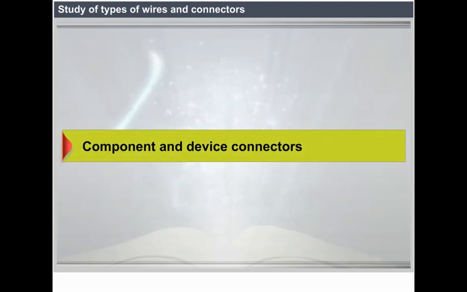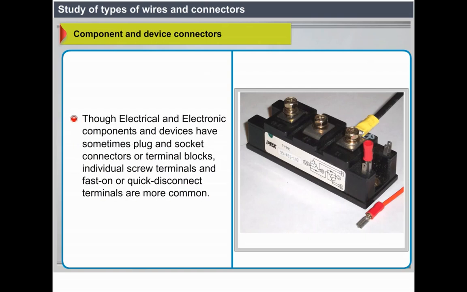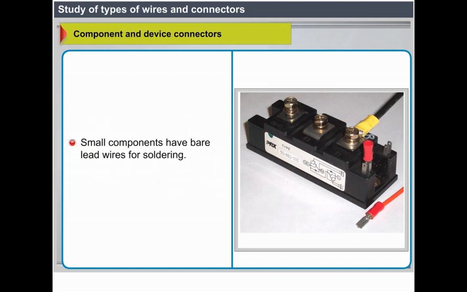Component and device connectors. High power transistor switch module with large screw connectors and small crimped on fast on connectors. Electrical and electronic components or devices sometimes have plug and socket connectors or terminal blocks, but individual screw terminals and fast on or quick disconnect terminals are more common. Small components have bare lead wires for soldering. They are manufactured using casting.